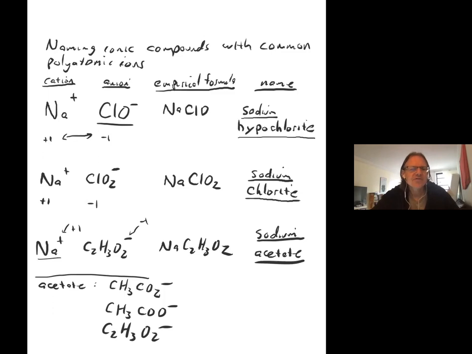Okay, let me see if there's another one here. For the most part, they're giving you easy ones. They don't give you particularly hard ones. So let me show you one more then. Okay, so for this one, they give you Fe3+, and then they give you PO4 3-. Okay, so again, the idea here is what's the empirical formula? And then what's the name of the compound?